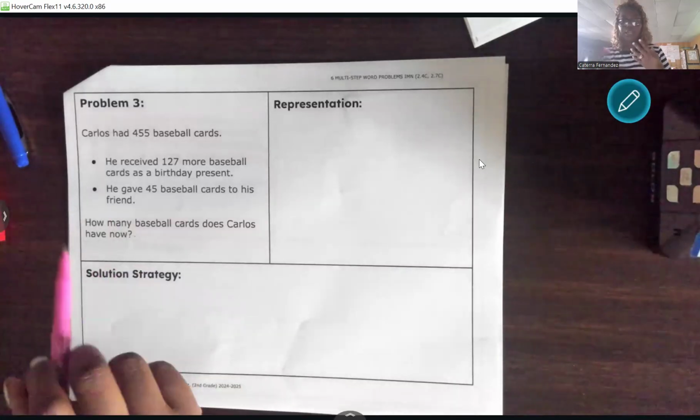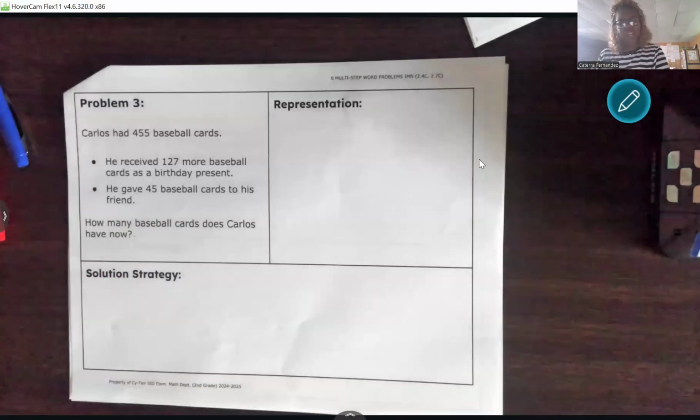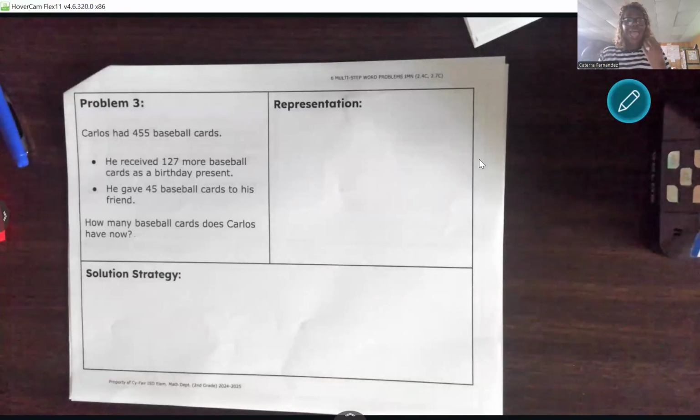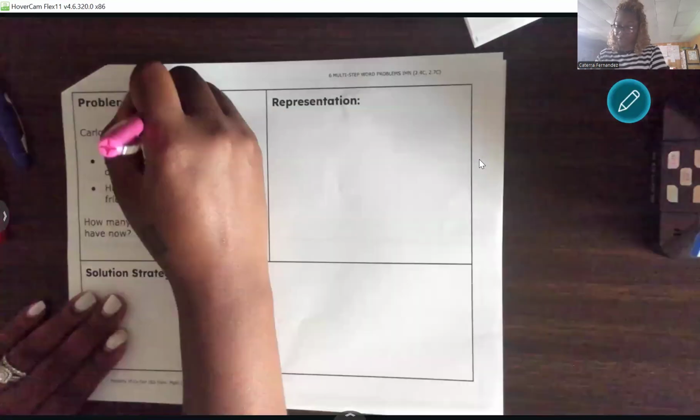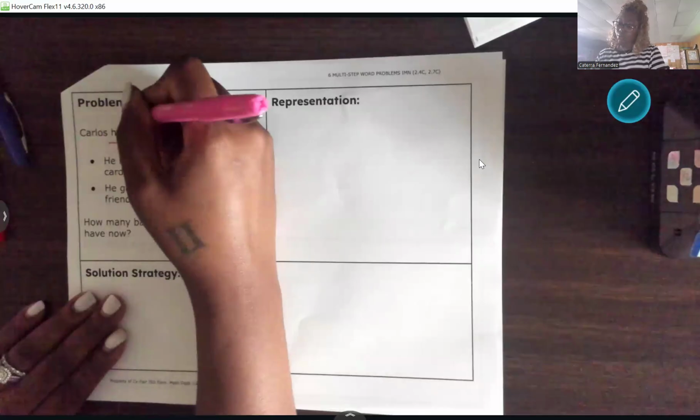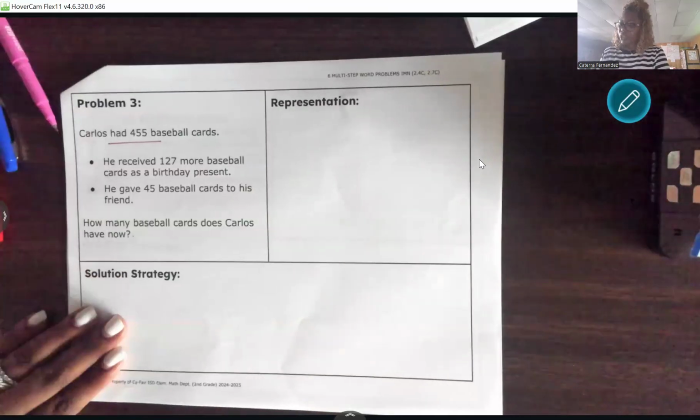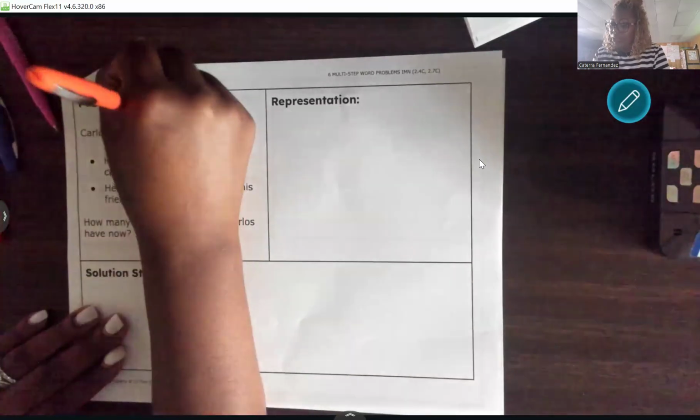All right, so let's read it again and let's pause and kind of understand what's happening here. So Carlos had instantly tells me that he's not going to end up with 455 baseball cards, which kind of gives me a clue that it's just going to be a part in the problem. Had 455. He started with it. That's going to be a part.